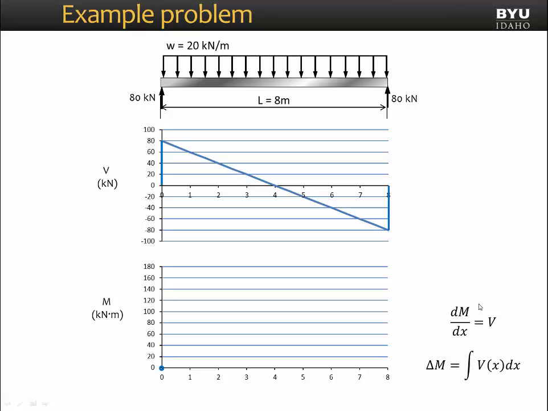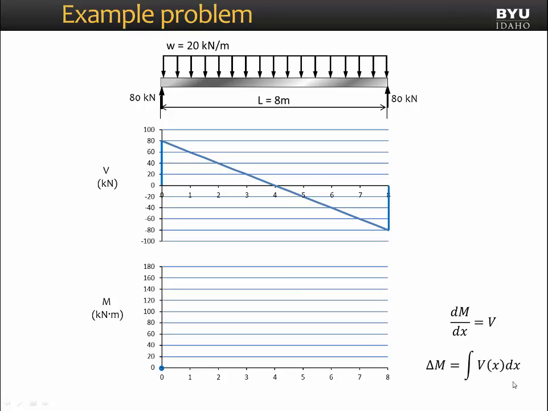Now here are the rules that we're going to use. We can first talk about the slope of our moment diagram by using this rule that the slope of our moment diagram is equal to our shear. So let's look what the shear is doing. It's positive 80 at x equals 0. And then as we move towards x equals 4 meters, it goes to 0. That means our slope is going to start out positive and steep. And as we move to 4 meters, the slope is going to decrease. And when we get to 4 meters, the slope will be equal to 0, which means it will be horizontal.